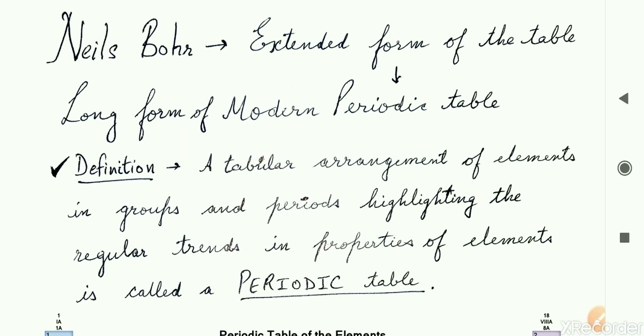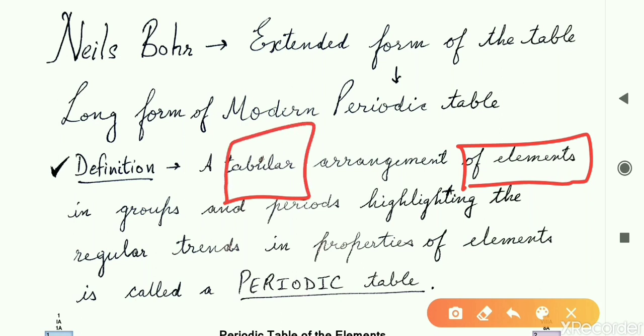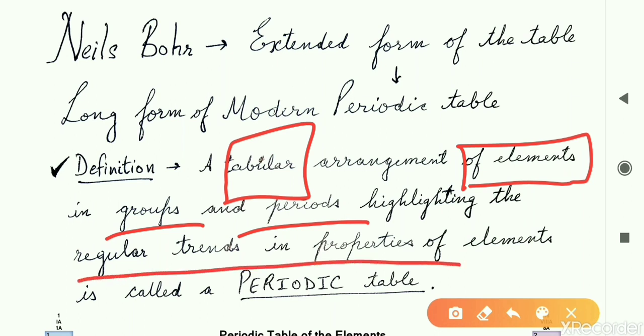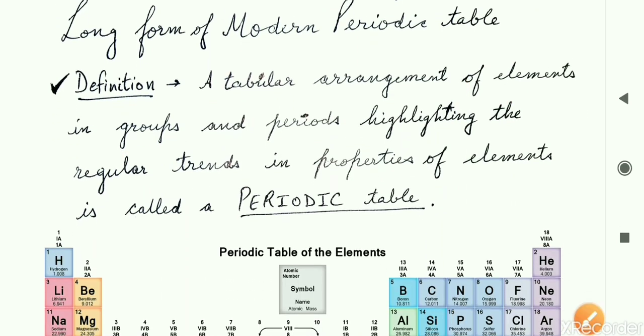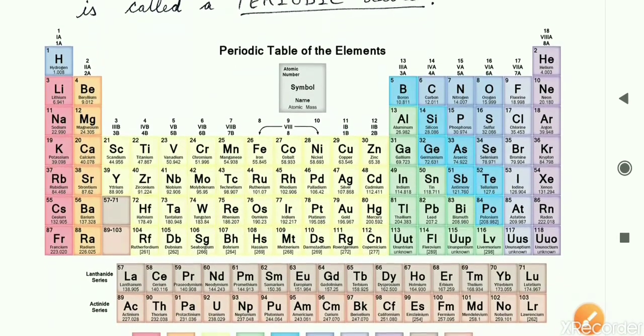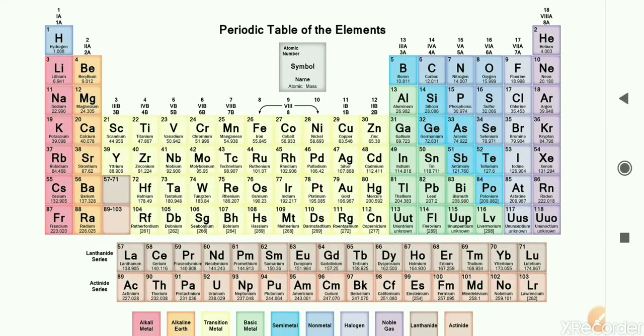Now here is an important definition. What is a periodic table actually? I've been talking about the periodic table, but actually it is a tabular arrangement. We are arranging the elements in a tabular form, and this tabular form contains groups and periods which will reflect the regular trends and the properties of elements. Just have a look at the modern form of the periodic table. Here it is. You can refer to it in the textbook itself, on page number 2.